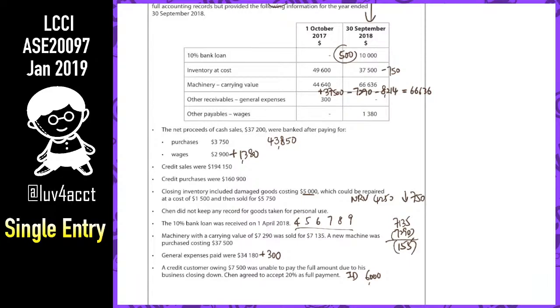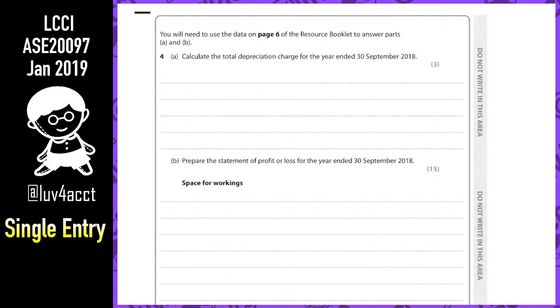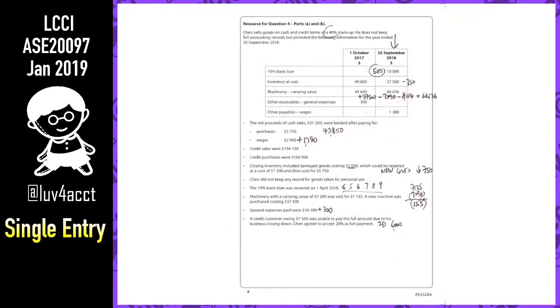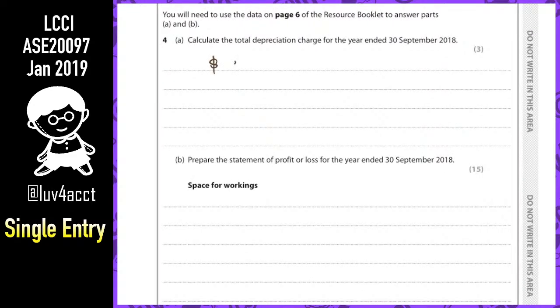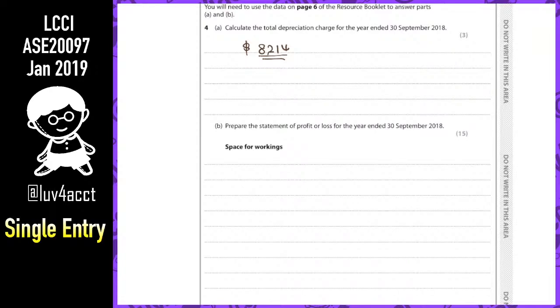Okay, see what we are asked to do. Calculate the total depreciation charge. Yes, we have done that already. So 3 marks. Okay, 8214. I just copy this here. You go back to the previous page for the workings. And then prepare the statement of profit or loss. So direct.